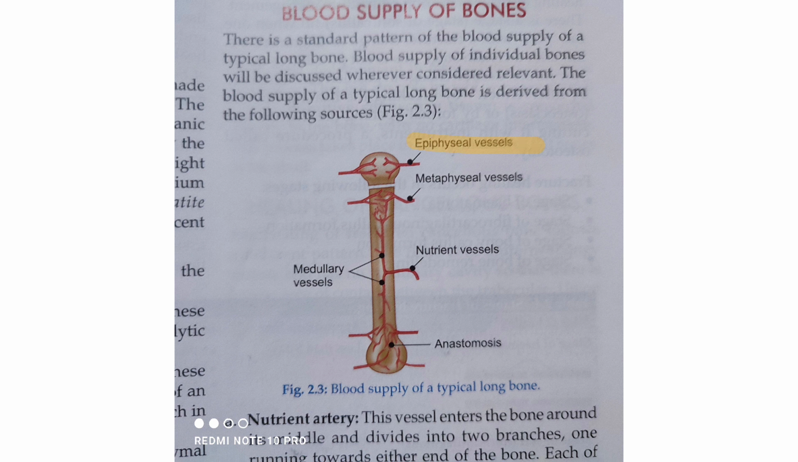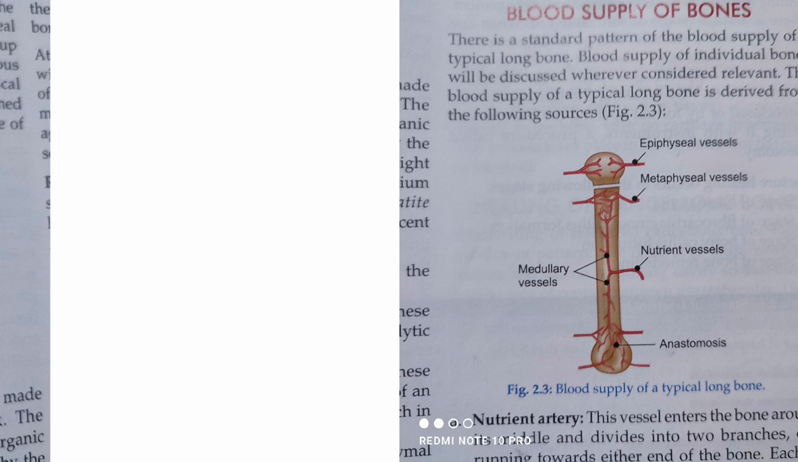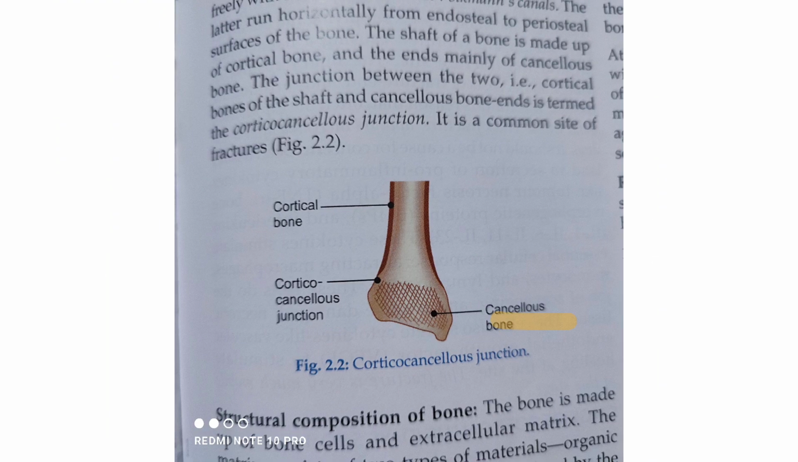Now this one is epiphyseal vessel. This one is nutrient vessel. This one is medullary vessel. Metaphyseal vessel. Anastomosis. Blood supply of typical long bone.